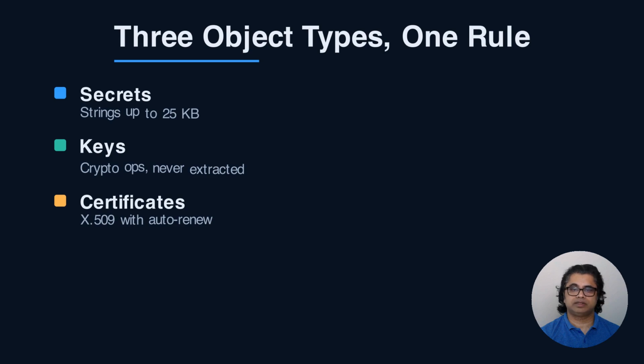The rule of thumb: if your code needs the raw value, it's a secret. If it needs an operation performed without seeing the material, it's a key. Don't smuggle private keys in as secrets just because it's easier.